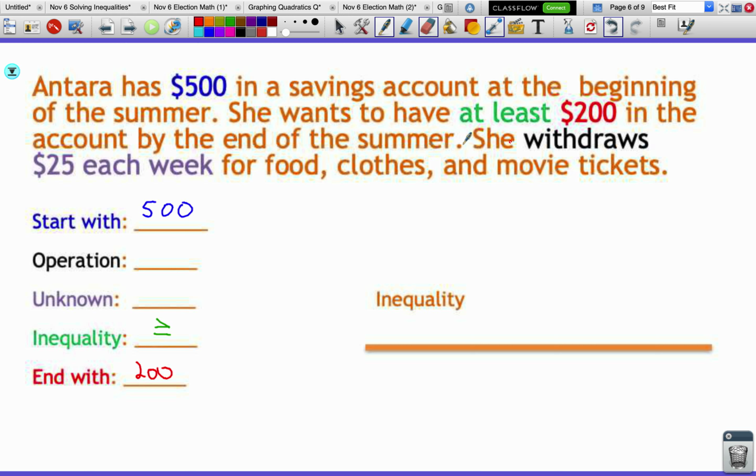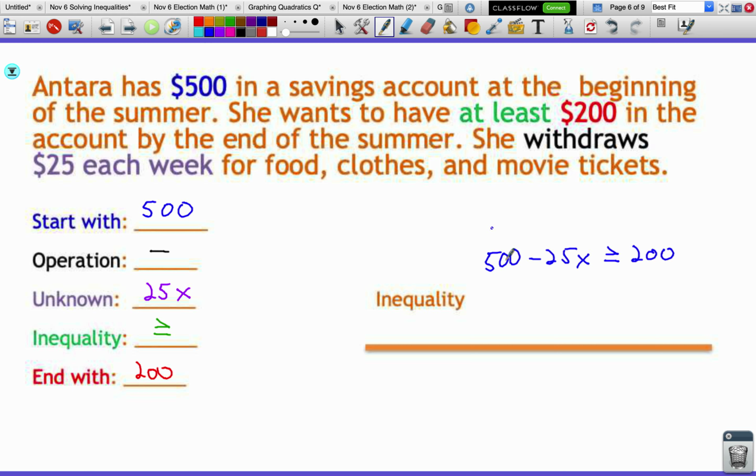All right, she withdraws, so the operation there, because she's withdrawing, let's match the color scheme here, it's got to be subtraction. And then the unknown, she's withdrawing 25 each week. What we don't know is the number of weeks. So we'll say 25x. $25 for each week. We just don't know how many weeks. All right, let's put this all together into an inequality. So we started with 500. We're subtracting 25x. And we want that amount there to be greater than or equal to 200.